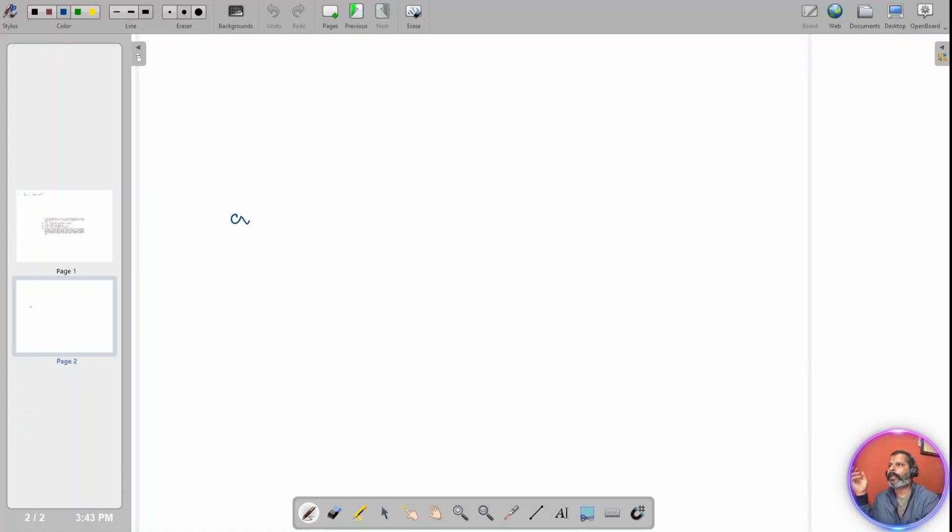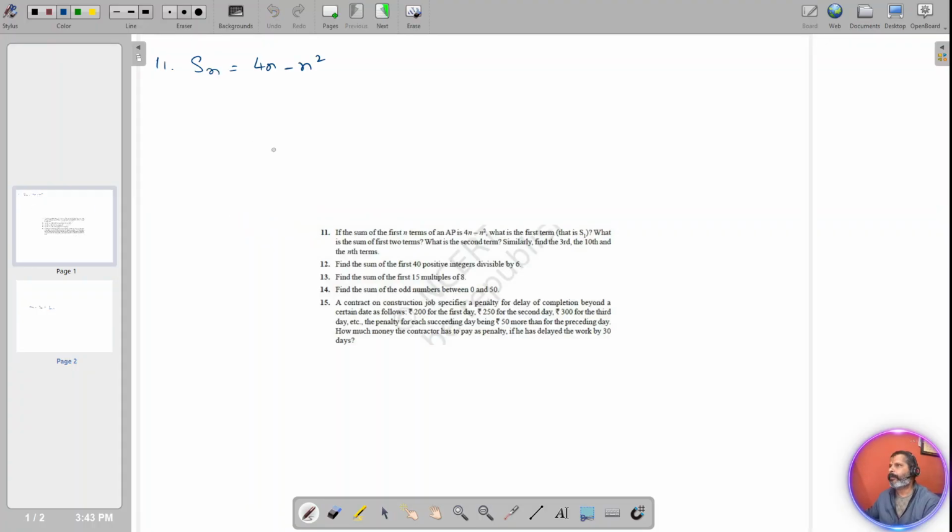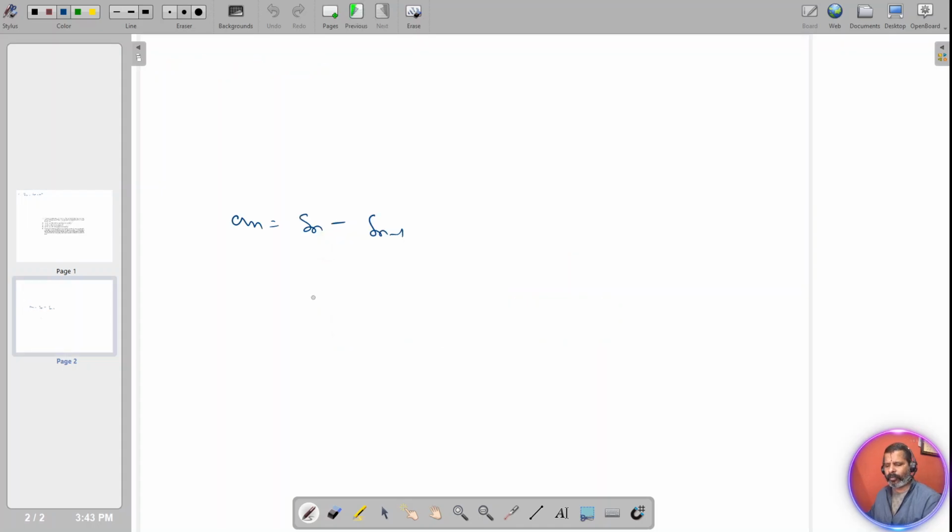If you remember, the formula an is equal to Sn minus S(n minus 1). How are these related? Let's see one by one. So Sn is given, right? What is the first term? First term is nothing but S1 itself, because if you know the AP is like this: 4, 7, 10 like that. What is the first term here? 4 only. What is S1? Sum of first term, the first term itself, right? S1 itself becomes the first term only.